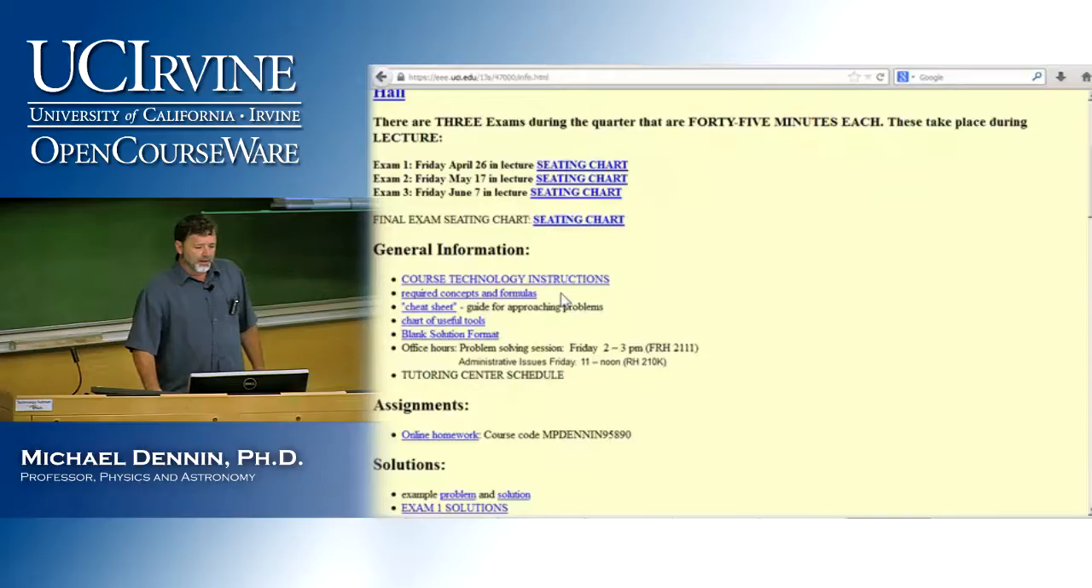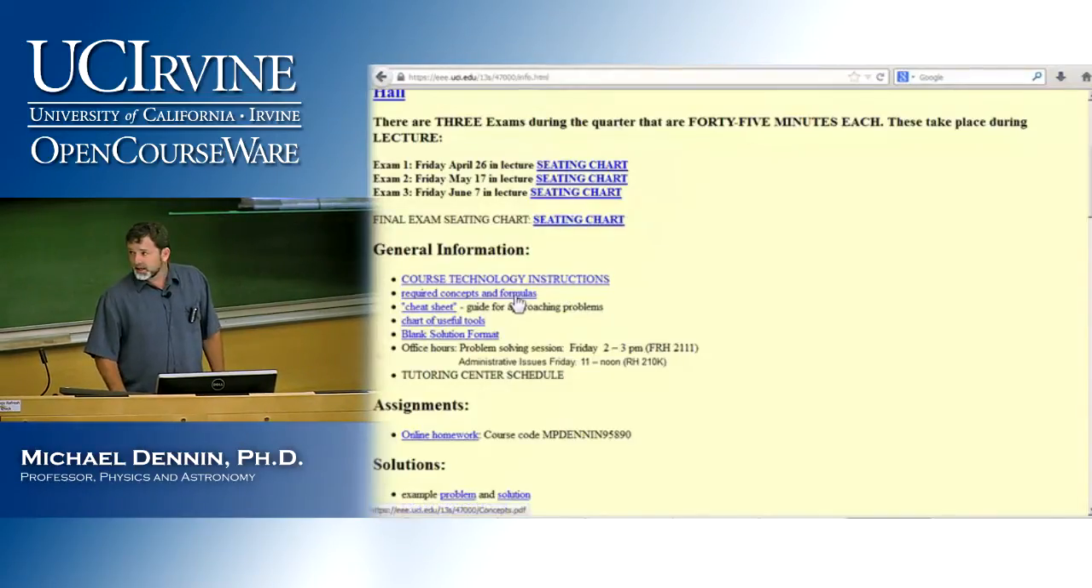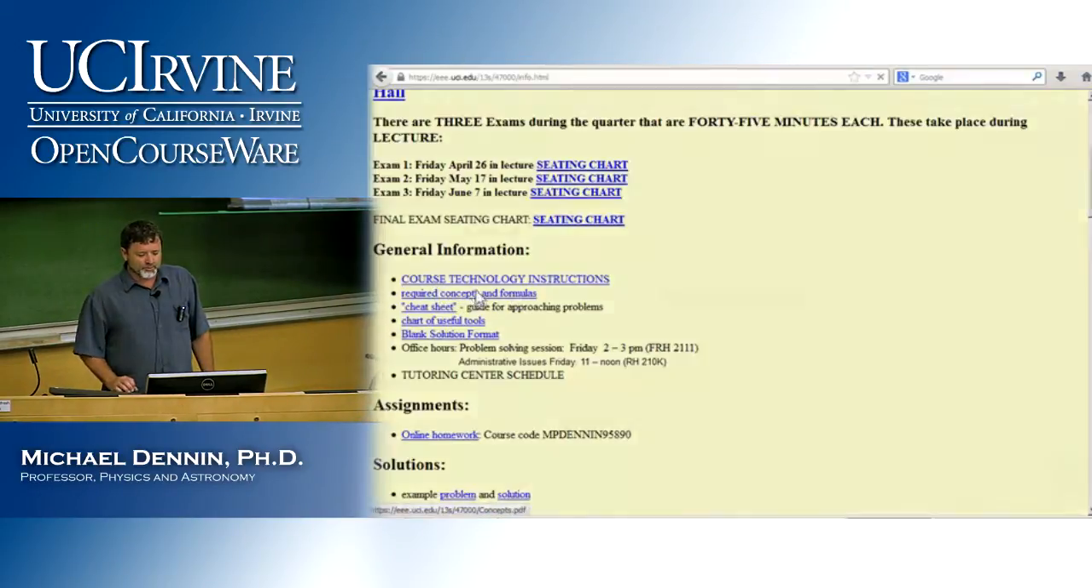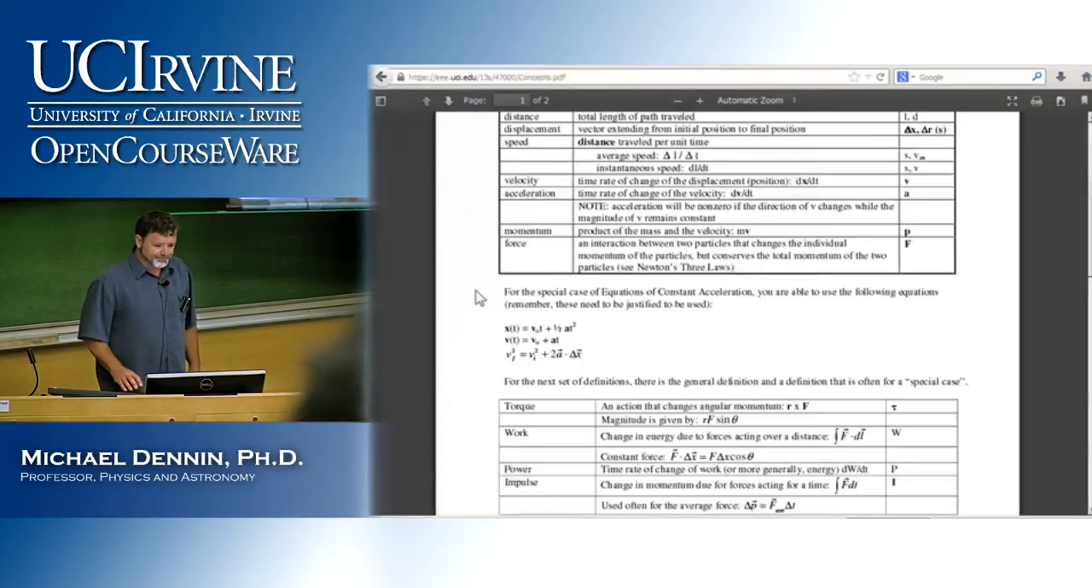Something, though, I wanted to point out to people. There is a little bit of confusion at times on the strategy box. And I want to remind you of something that was said right at the beginning of the course. I have my required concepts and formula sheet, and it's 2 nice pages.